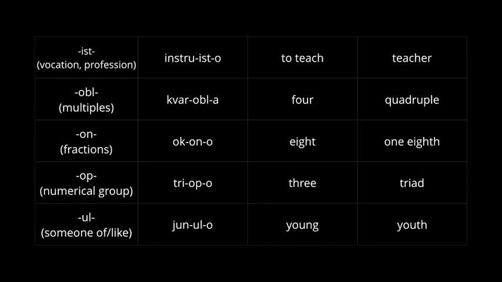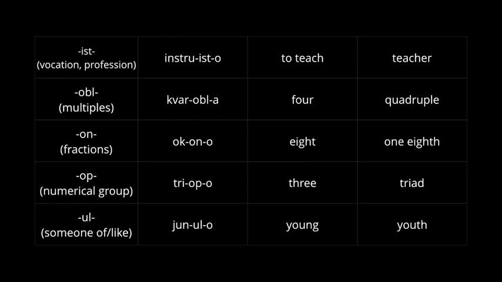Then we have a few suffixes that only apply to numbers. There's obl, on, and op. Obl forms multiples. Kvarobla, quadruple. Kvinobla, quintuple. On is used to make fractions. So an okono is an eighth. Op is a numerical grouping. So a triopo is a triad. Or to make it an adverb would be to do things by threes. So if you said you were gathering things triope, that would mean to be gathering them by threes.